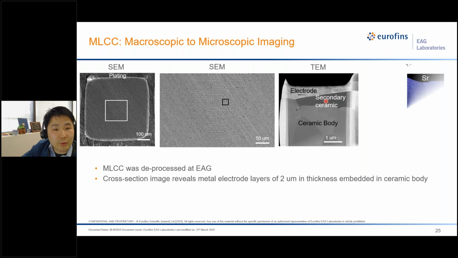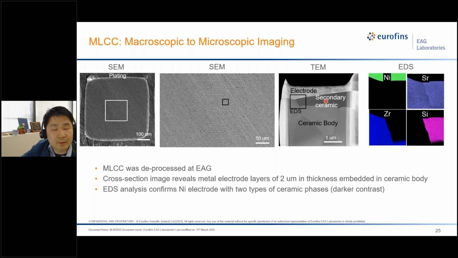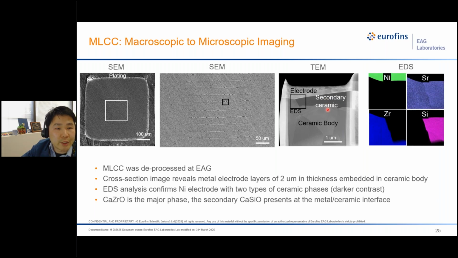And with the EDS mapping, we determined the local electrode is made of pure nickel, and the main ceramic body contains a higher amount of zirconium, and the secondary phase contains silicon and a higher amount of strontium. So there are two different phases in the ceramic body, and we would like to analyze the interface or grain boundary for this sample.